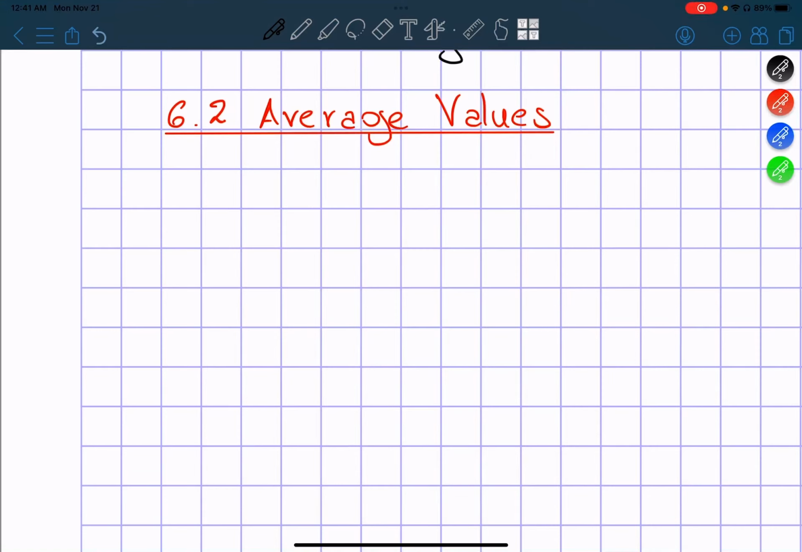Hello everybody. So here we're doing average values in chapter 6.2. I'm going to skip the introduction to the average values and go straight to an example, which I believe explains better.